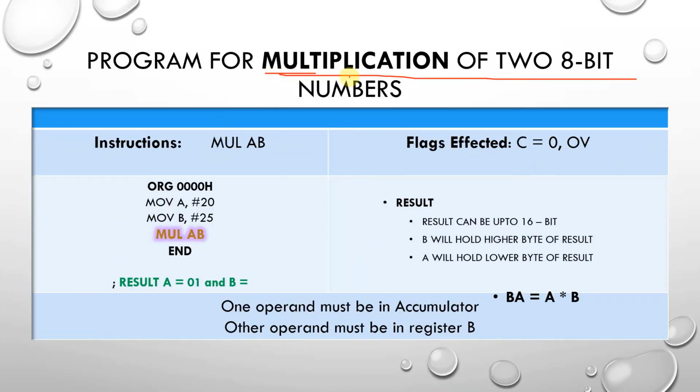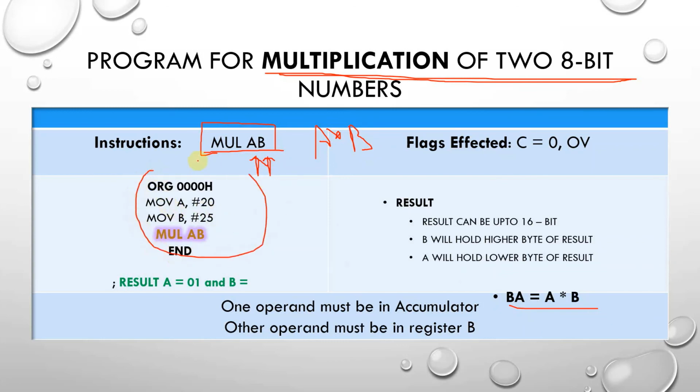The next program is multiplication of two 8-bit numbers. The instruction for multiplication of two 8-bit numbers is MUL AB. In this, no addressing mode works. The instruction is fixed; one cannot change anything in this. One of the operands should be in A and the other operand should be in B, and the operation performed is of the form A star B, which is also written over here.